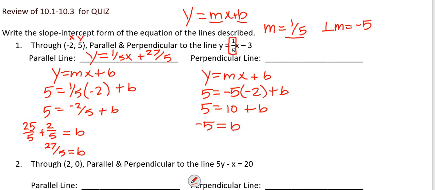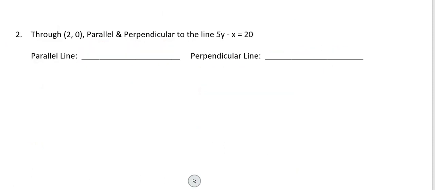So here again, we're going to put this in the equation, y equals mx plus b. So y is equal to, again, we're plugging in our m here, the -5, so that's -5x plus the b that we just solved, which was -5. We're going to do this process a couple more times with number 2 and 3.